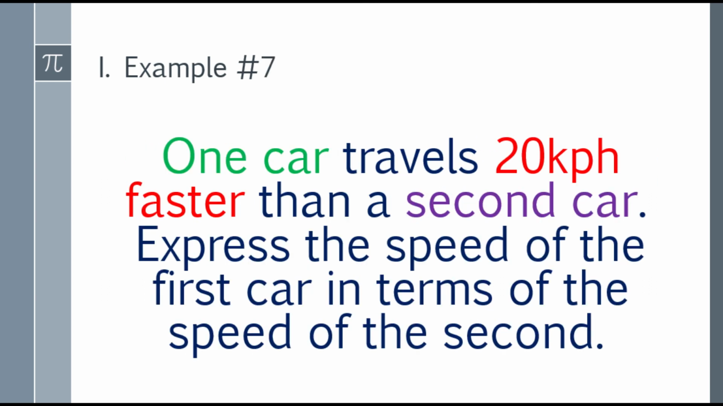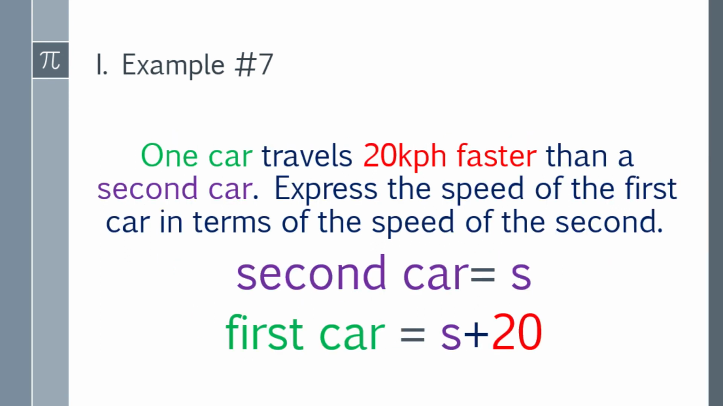And last example tayo. One car travels 20 kilometers per hour faster than a second car. Express the speed of the first car in terms of the speed of the second. Okay. So, dito, ang alamin natin dito ay speed ng first car. So, ang second car, represent natin dito ay variable na s. Okay, di natin alam eh.